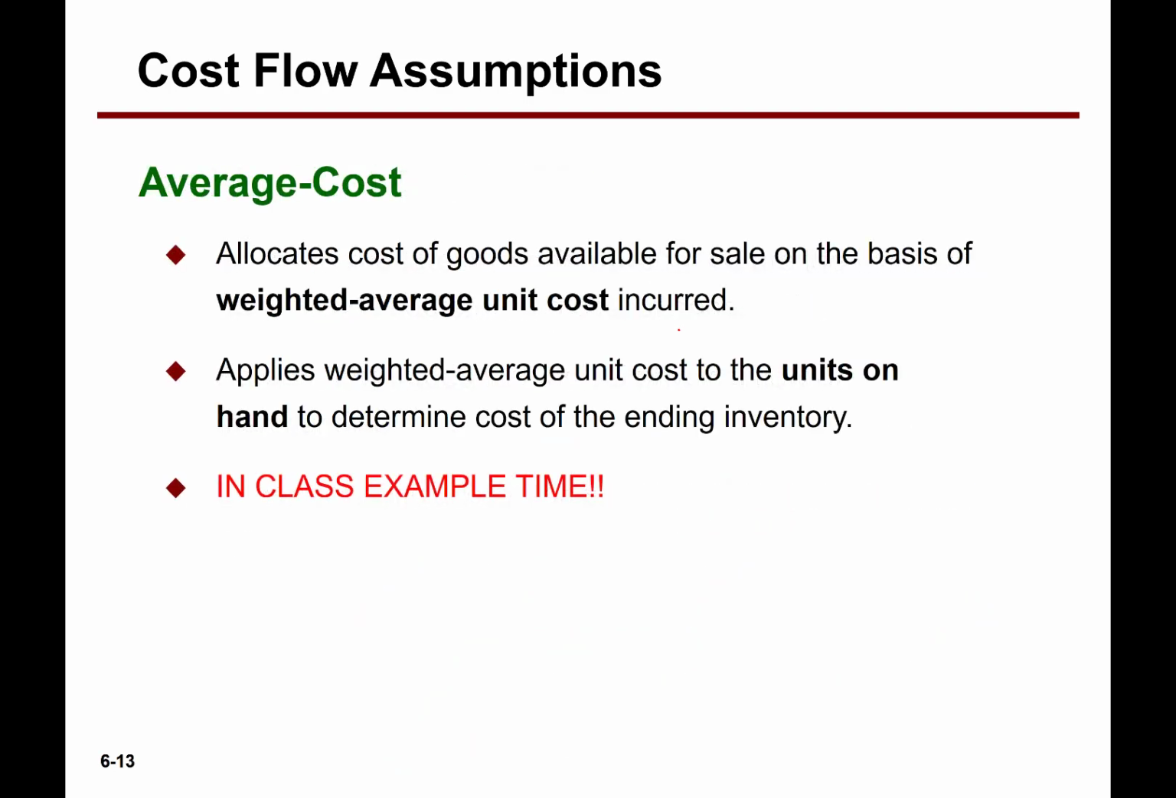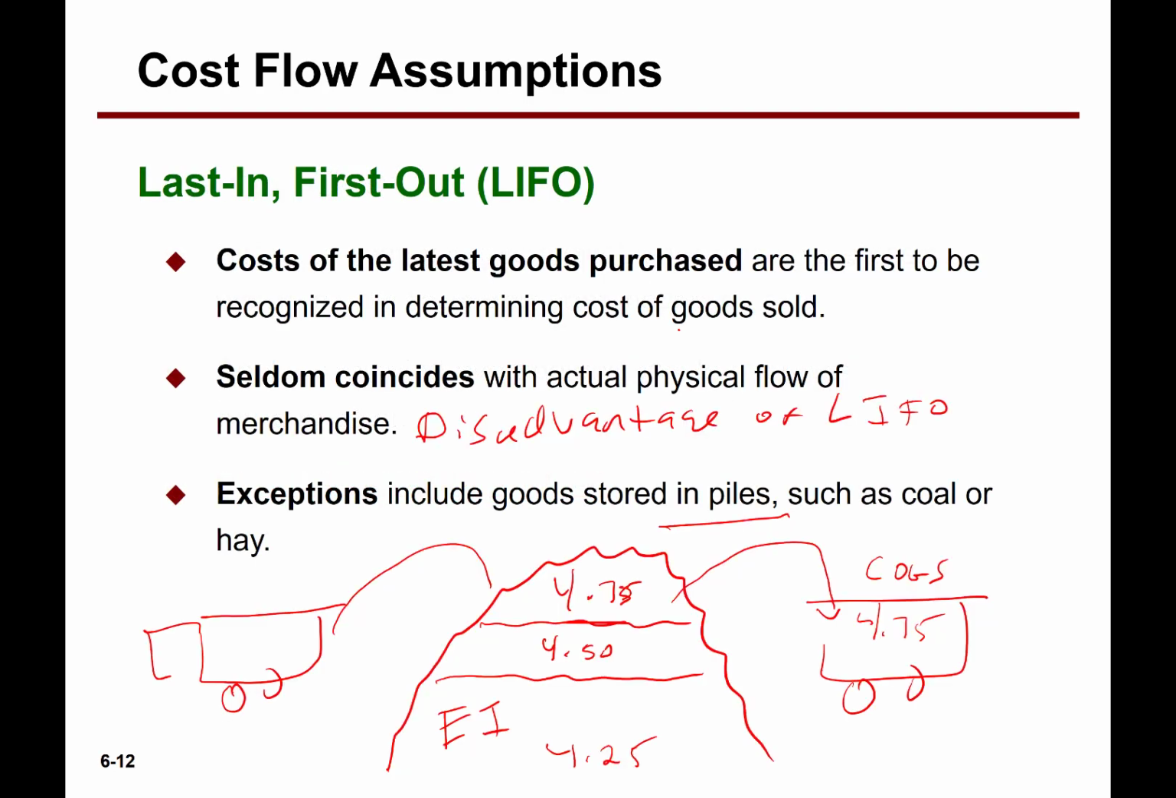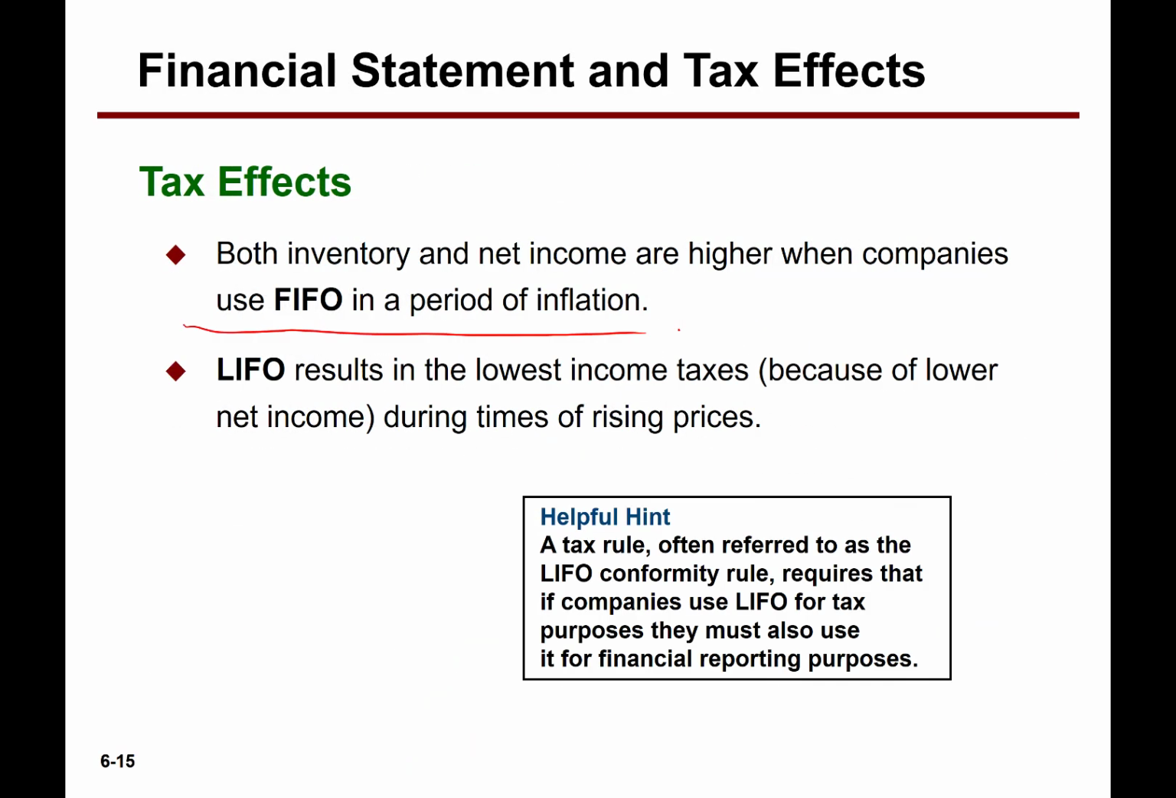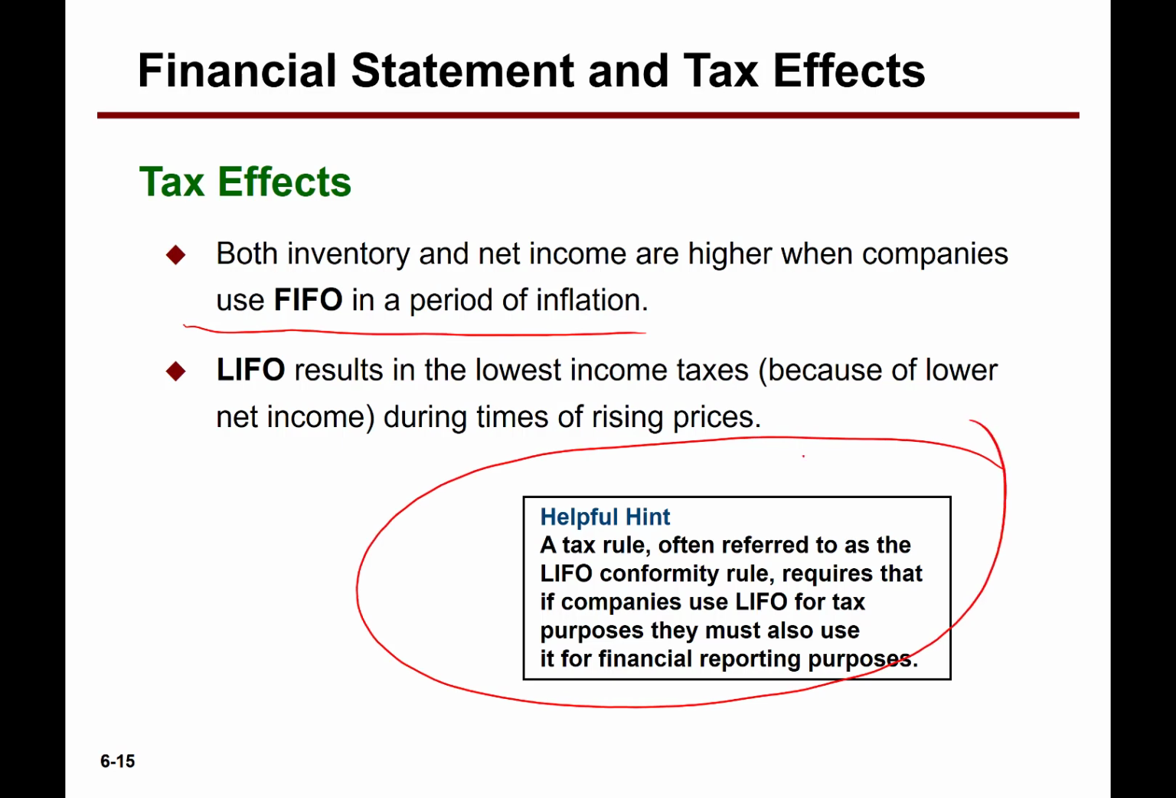Now, what happens here then? Well, there's a tax rule. The tax rule is that if a company uses the LIFO method for its tax purposes, then it has to use LIFO for its financial accounting purposes. So companies would want to use LIFO for tax purposes, the way we just talked about, when they file their tax return.